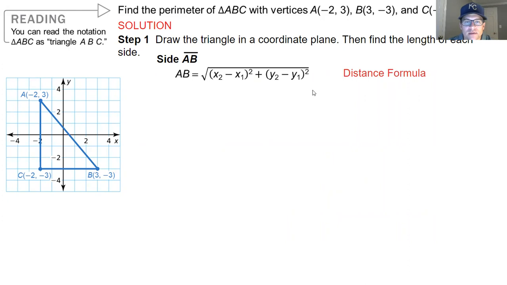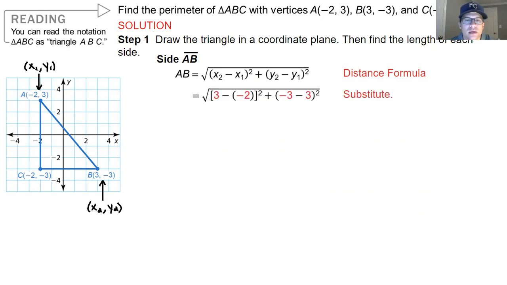Side AB, we're going to need to be able to use our distance formula, or if you feel more comfortable using Pythagorean's theorem, because this triangle is a right triangle specifically. So you're going to plug in your x1 and y1 coordinates for your A, and then your x2, y2 coordinates for your B, in the spaces within your distance formula.